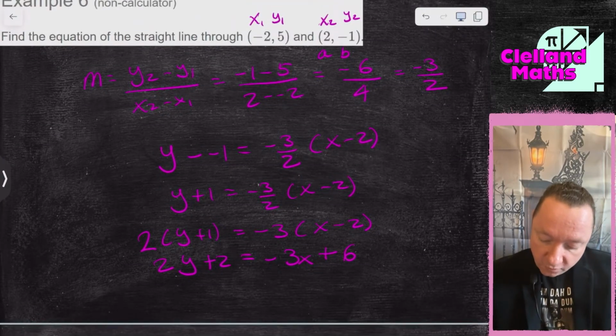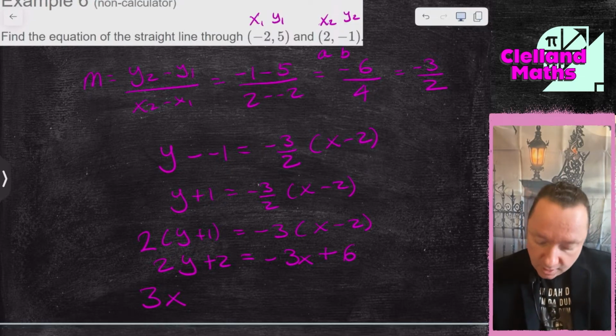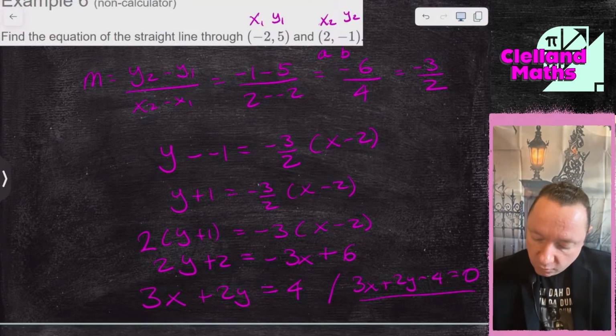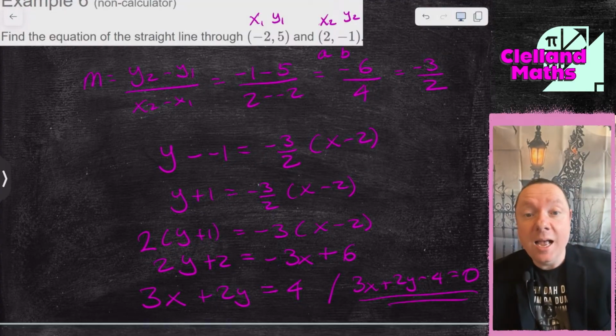Again, I'm just going to move the 3x over, so that becomes positive 3x because it's minus, plus 2y, and I'll just move the 2, minus 2 makes 4. That's fine, or 3x plus 2y minus 4 equals 0. Since we've not needed any other information from this question, I'm done there.